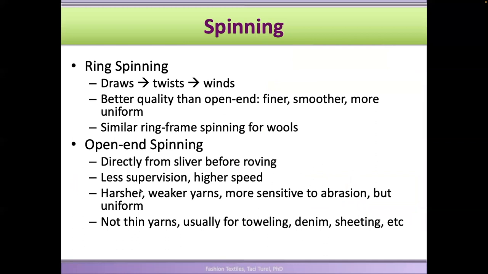After the roving step, you go through either ring spinning or open-end spinning. Those are two types of spinning methods that you can use. Open-end is used for cheaper fibers usually. Ring spinning is more commonly used for better quality yarns. And in the ring spinning step, you are also doing some drawing, adding more twist, and then winding your final yarn on a bobbin. So this is the final step.